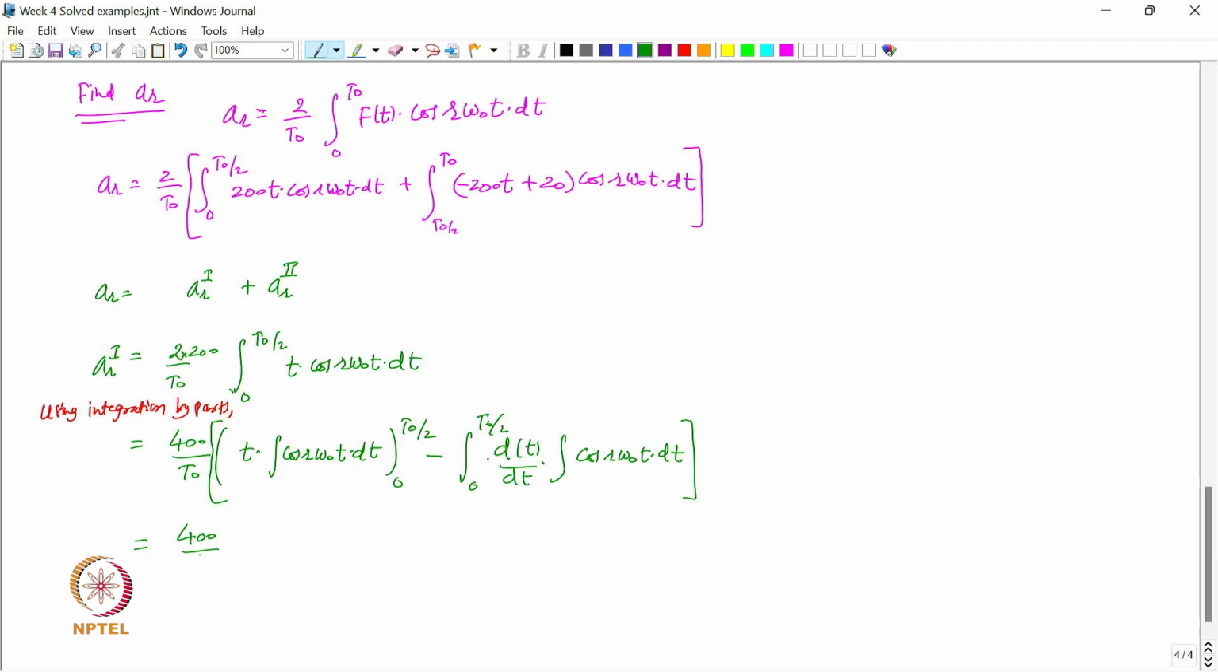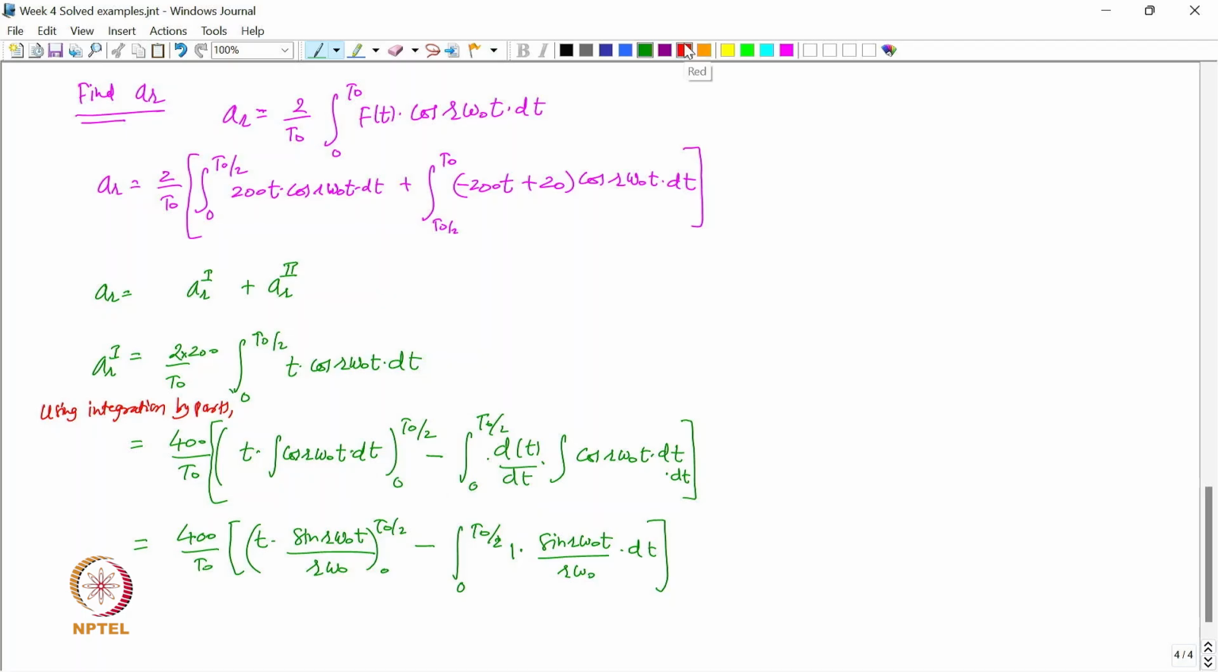So I get 400 by t naught, then t into integration of this, which is sin r omega naught t upon r omega naught, and then limits from 0 to t naught by 2, and then I have minus integration 1 and then integration of this is sin r omega naught t upon r omega naught into dt. I think here I have once more dt, because there are two integrations. So this is where we reach.